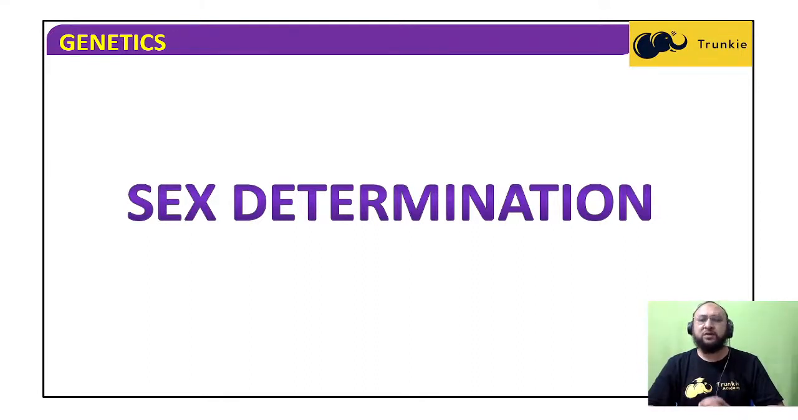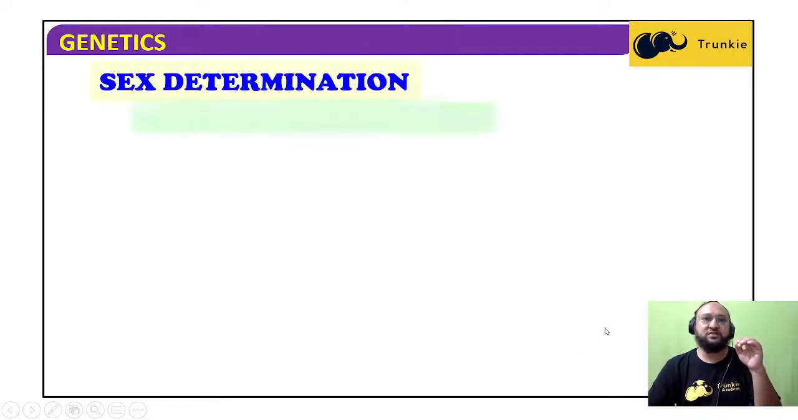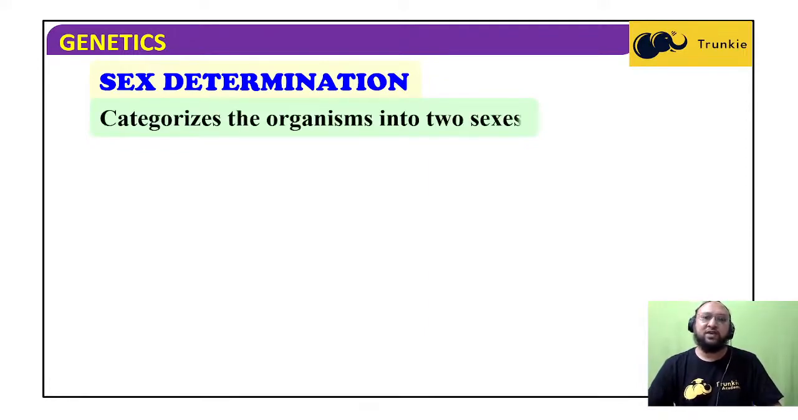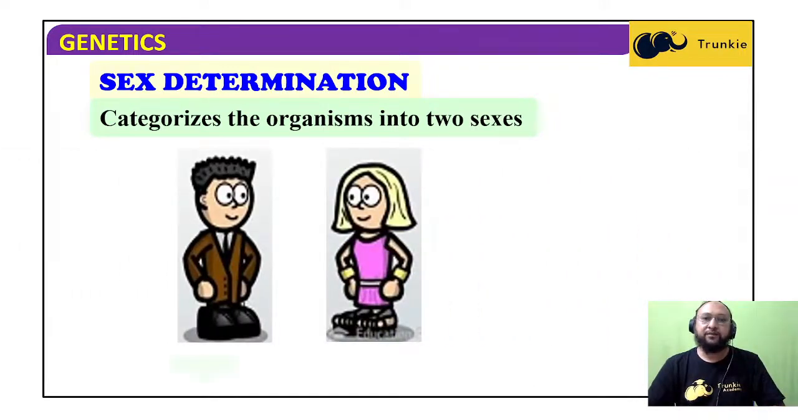So determination of sex, or sex determination, is totally based on genetics and also on the chromosomes that are going to fertilize. In some cases the sex determination is not like in human beings, so it differs in different organisms. We'll go through how sex is determined in different groups of organisms. We categorize the organisms into two sexes, that means male and female.